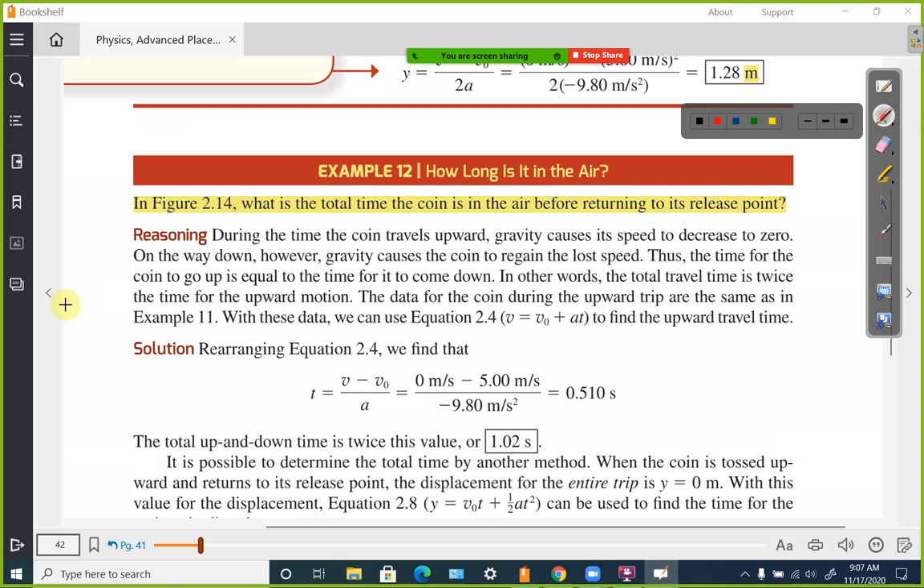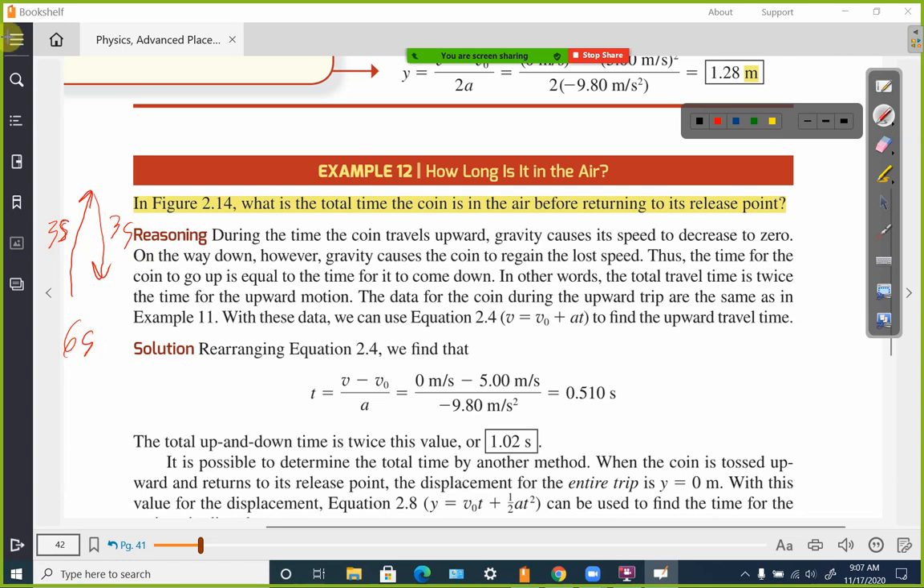Again, back to just a generic sort of thing, if it took 3 seconds to get to the top, what's my total time in the air? If it took 3 seconds to get to the top, what is my total time in the air? 6 seconds. Because if it took 3 seconds up, how long does it take down? 3. So your total time in the air would be 6 seconds.